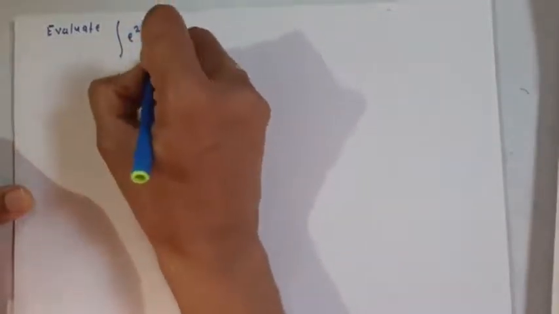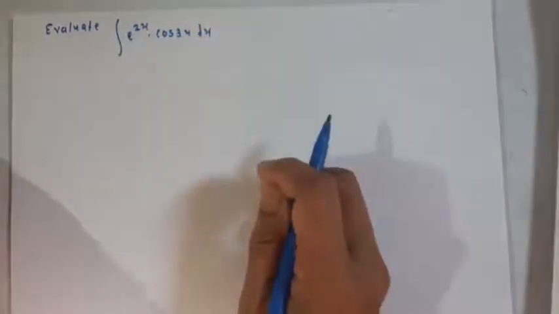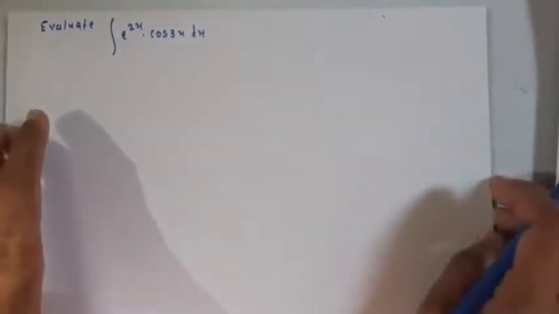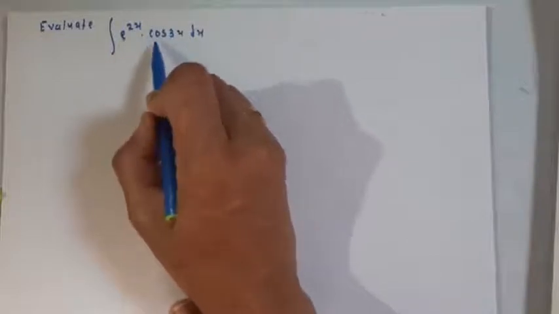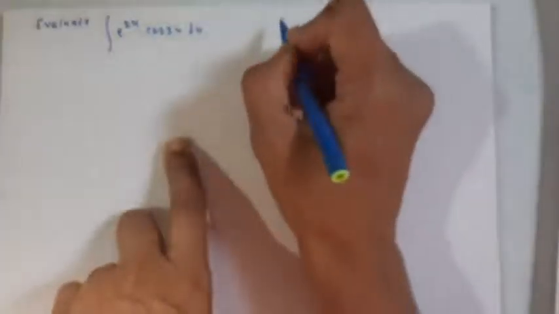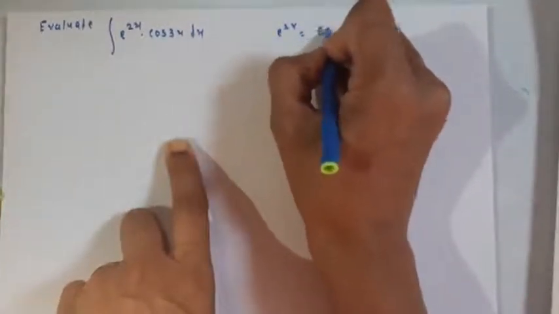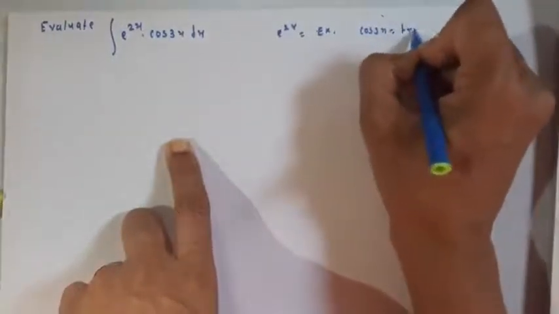Evaluate the integration of e raised to 2x into cos of 3x with respect to x. So students, in exercise 3.3, the problems are related to integration by parts. Here there is a product of two functions, e raised to 2x and cos of 3x. e raised to 2x is the exponential function and cos of 3x is the trigonometric function.